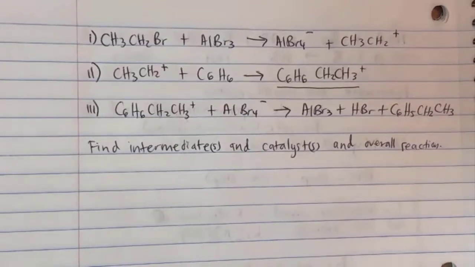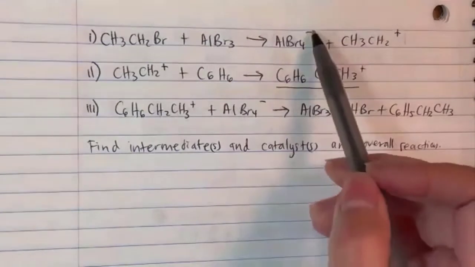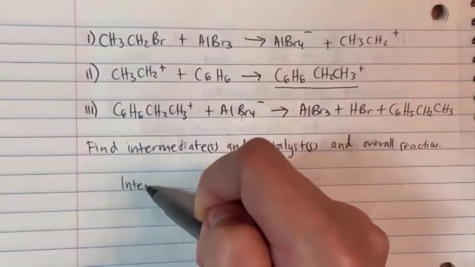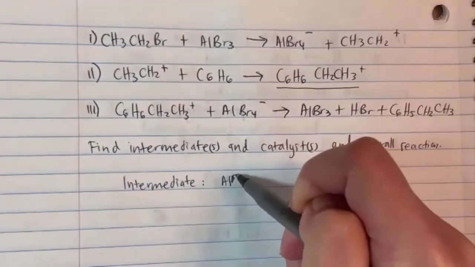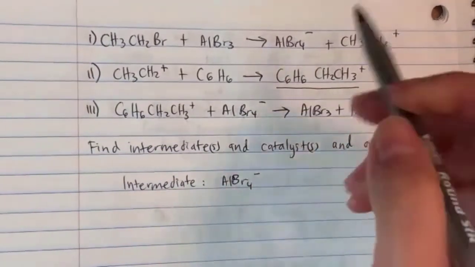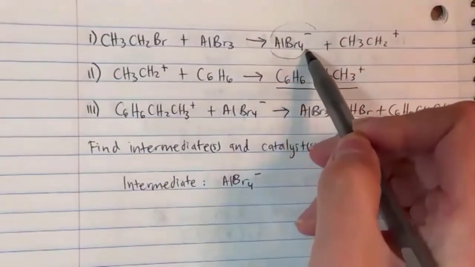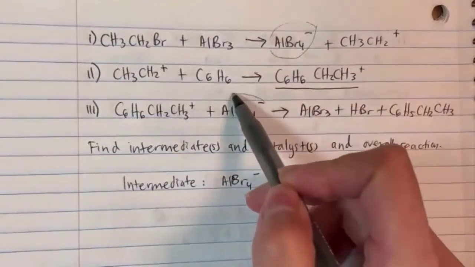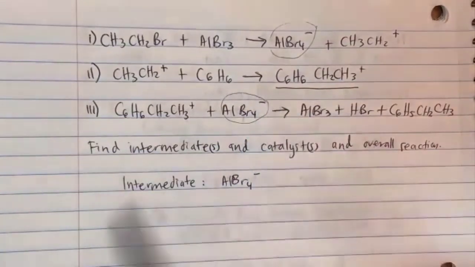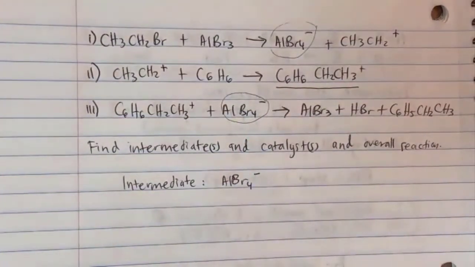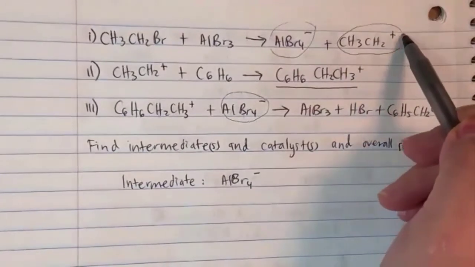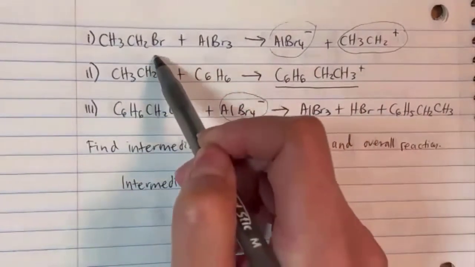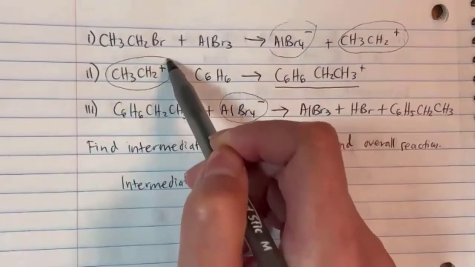All right, we see the first one, AlBr4 negative, great. So the first intermediate that we found, AlBr4 negative, because it was made in this step, and then it was used in this step. All right, and then we found another one. Someone said CH3CH2 plus. Okay, let's see. CH3CH2 plus, made in step 1, used up in step 2. Very good.